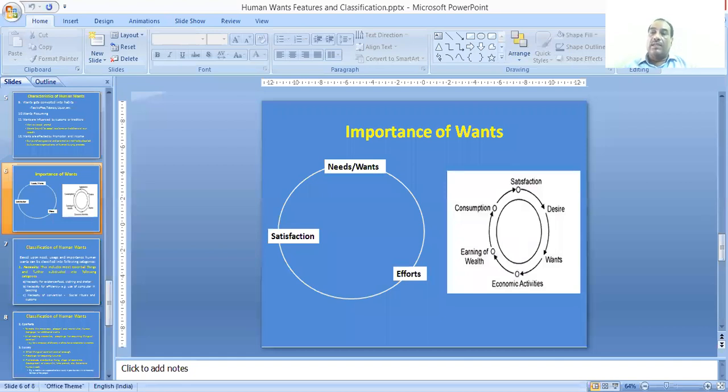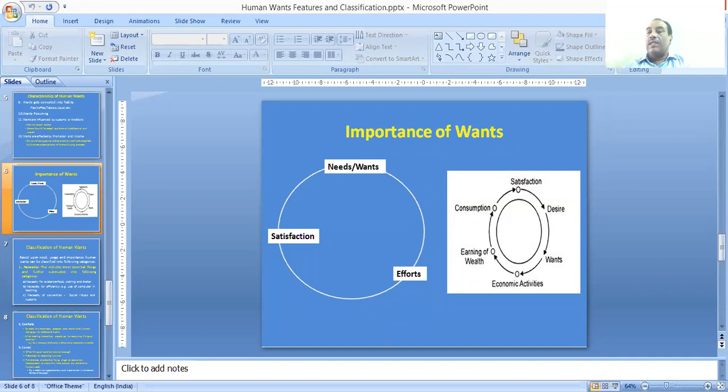So at one end, there are needs and wants, and at the other end is satisfaction. So the beginning is needs and wants, and the end is satisfaction. And to get satisfaction, we are supposed to make efforts. And we make efforts in terms of generating wealth, taking economic activities. We go for consumption. So all these things to satisfy them require efforts. And when we make efforts, then we get satisfaction.